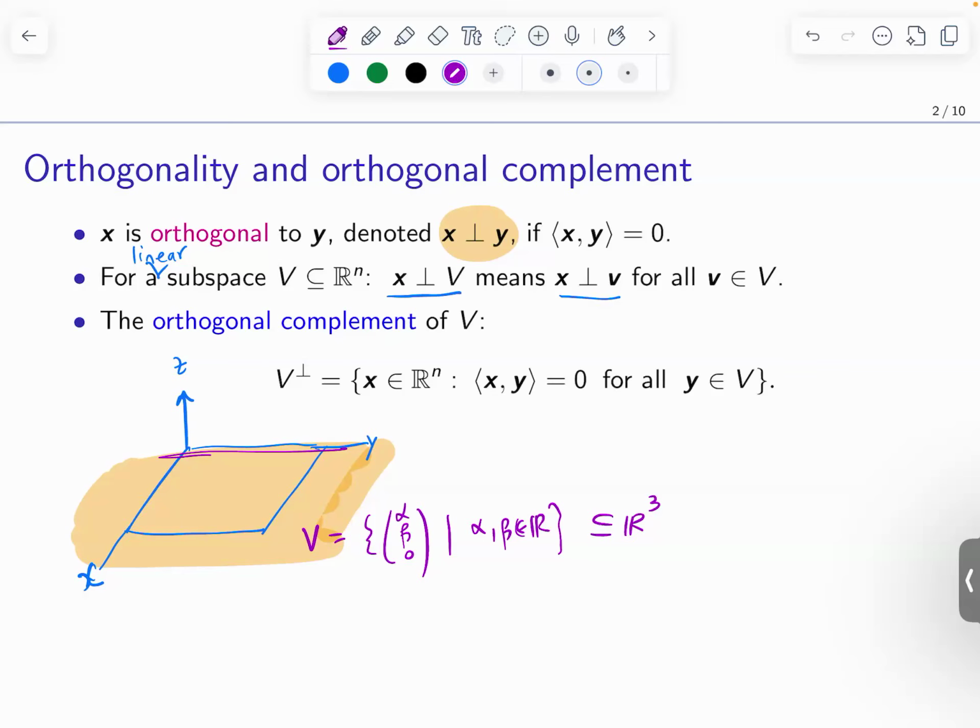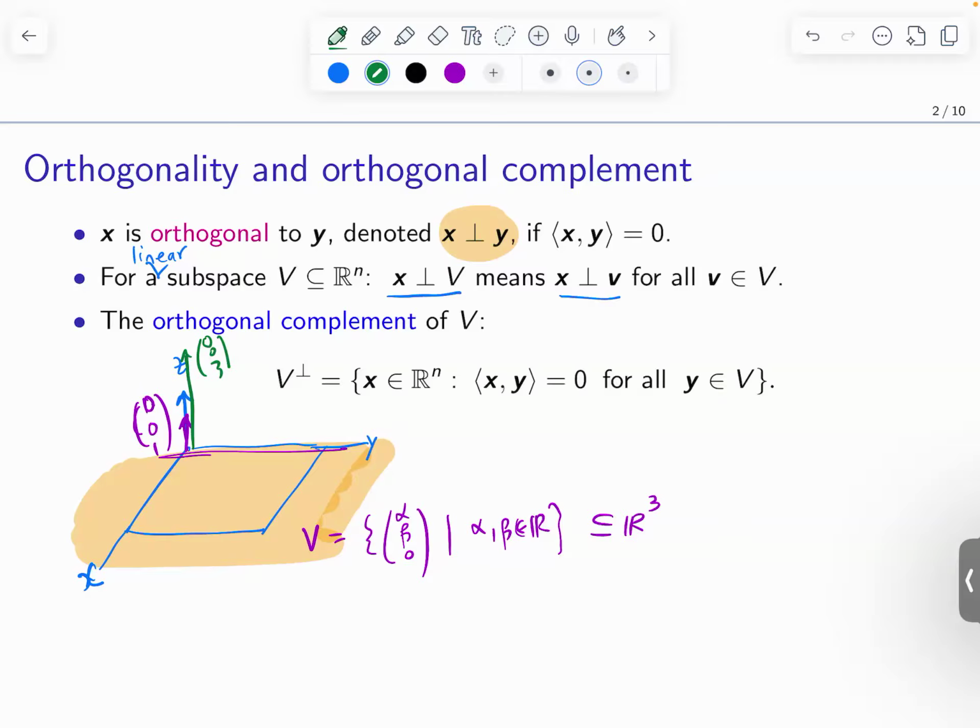Is it just one that's pointing straight up? Yes. So it's not just one, but that's an example. For example, any vector that's in this direction. So for example, (0, 0, 1) would be an example. Another one would be, I don't know, (0, 0, 3). Anything in this direction would be orthogonal.